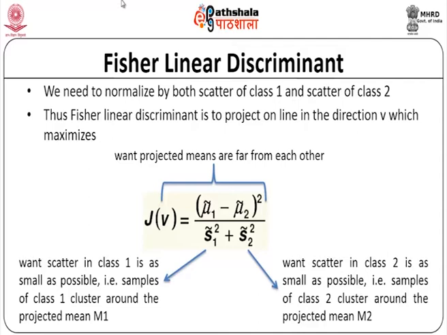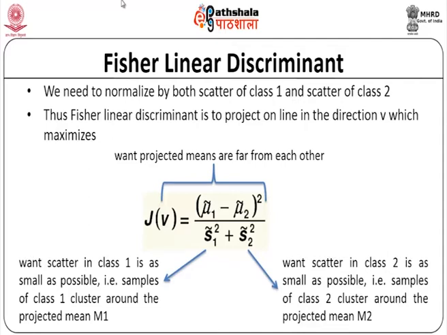We want the scatter in class 1 to be as small as possible. Samples in class 1 should cluster around the projected mean M1, and we want the scatter in class 2 to be as small as possible. That is, the samples of class 2 should be around the projected mean M2. If it is too scattered, then the mean does not give you a good picture. This is intuitively correct, right? The mean gives you a good feel of the essence of the data if the scatter is small. If the scatter is too large, then that mean does not give you a good picture. So, you have to normalize it by using the scatter.